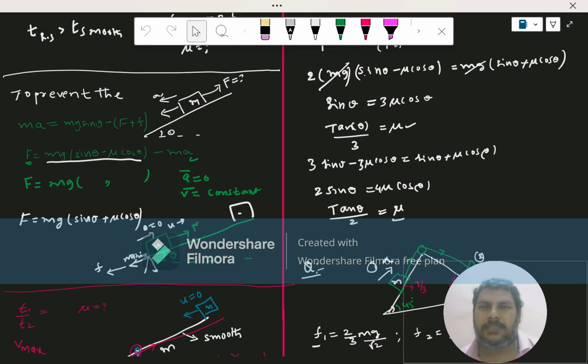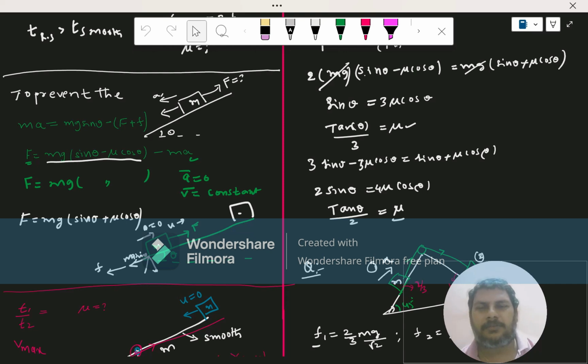Let's consider an example here. The block is coming down with acceleration a. So then the free body diagram: ma is equal to mg sin theta minus f plus F. So now F is equal to mg into sin theta minus mu cos theta, minus ma. If it is moving with constant velocity, or acceleration 0, in any one case, then the preventing force from sliding is equal to mg into sin theta minus mu cos theta.